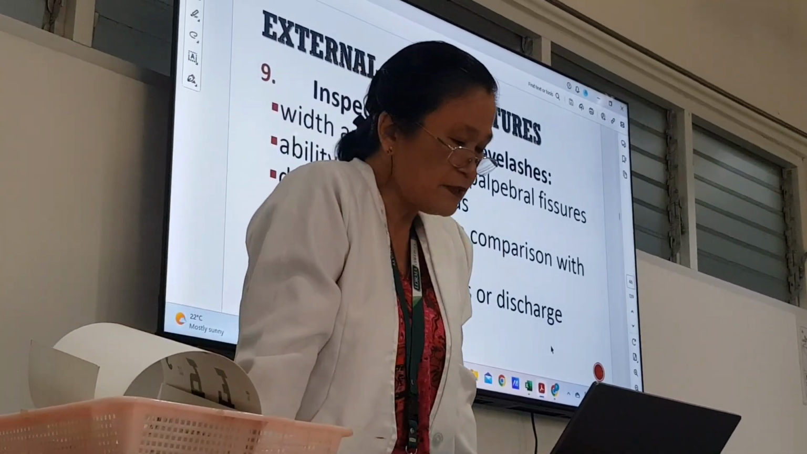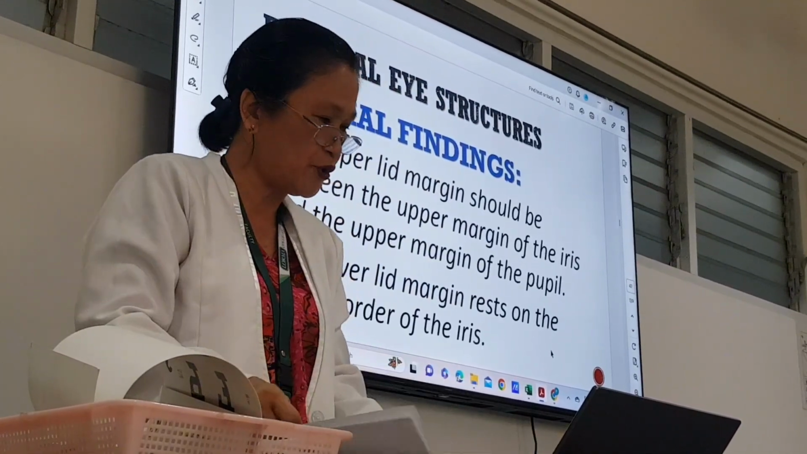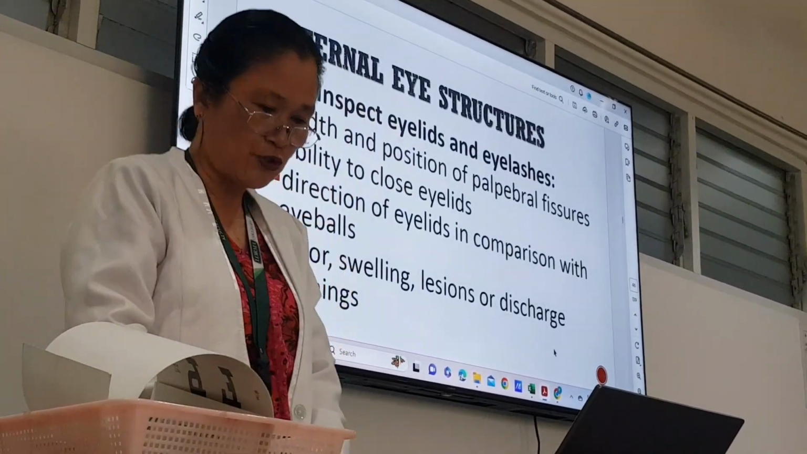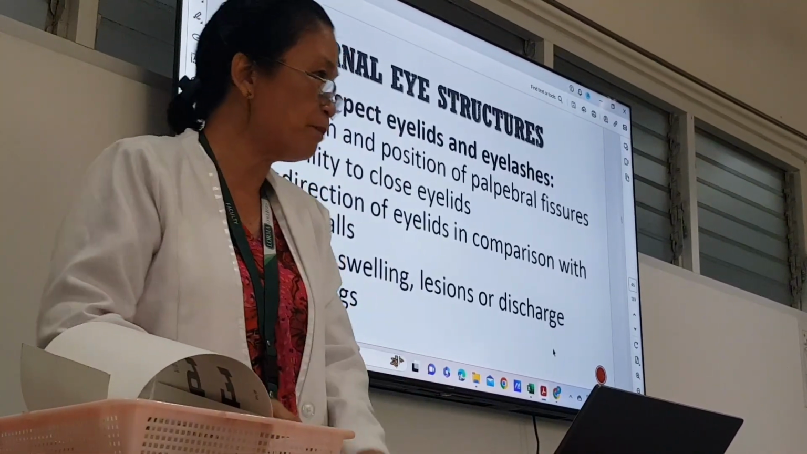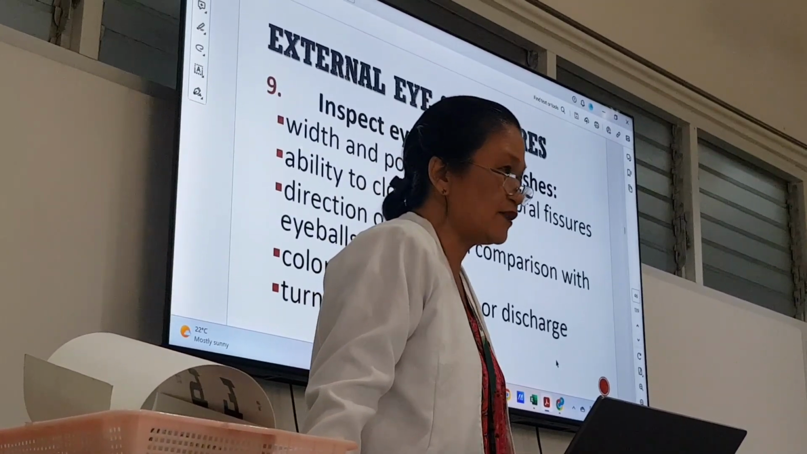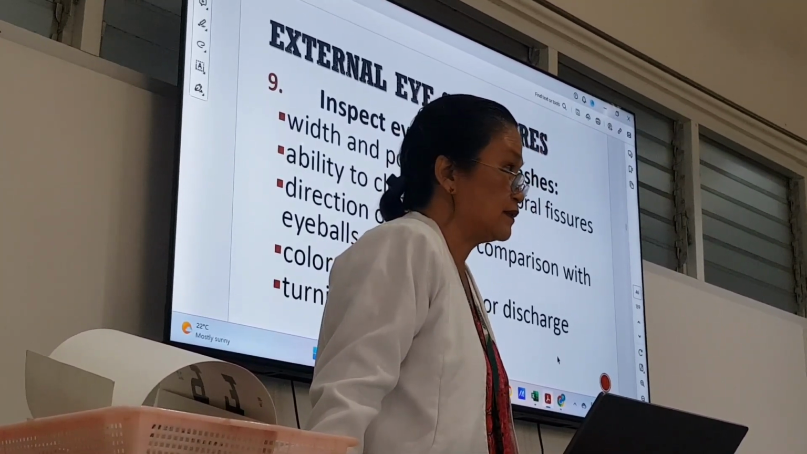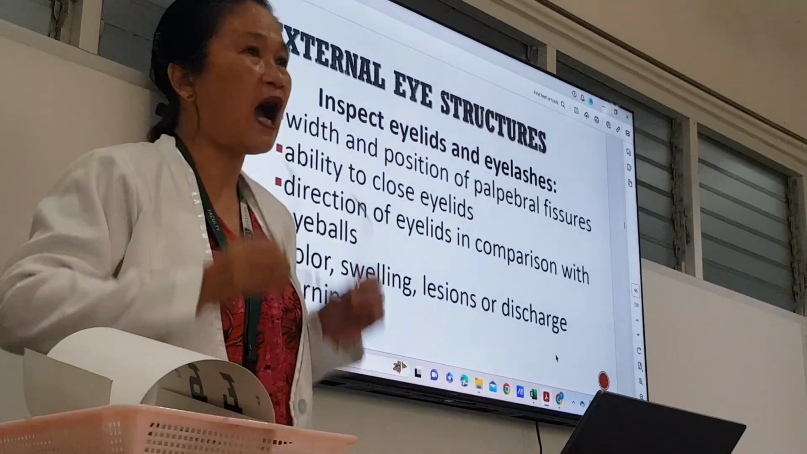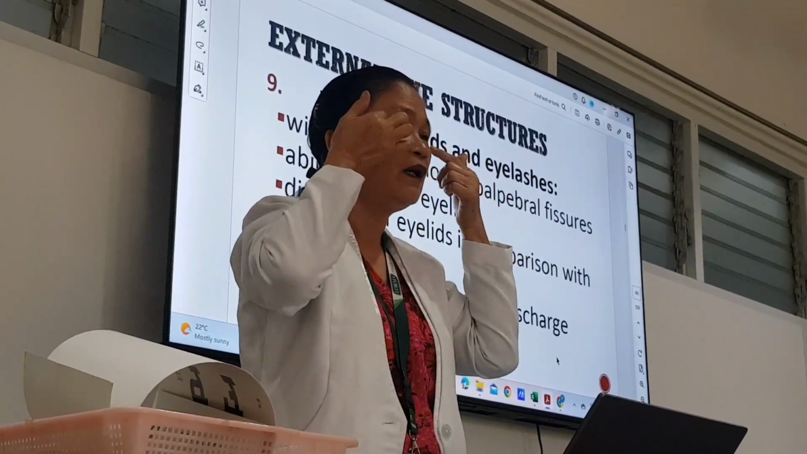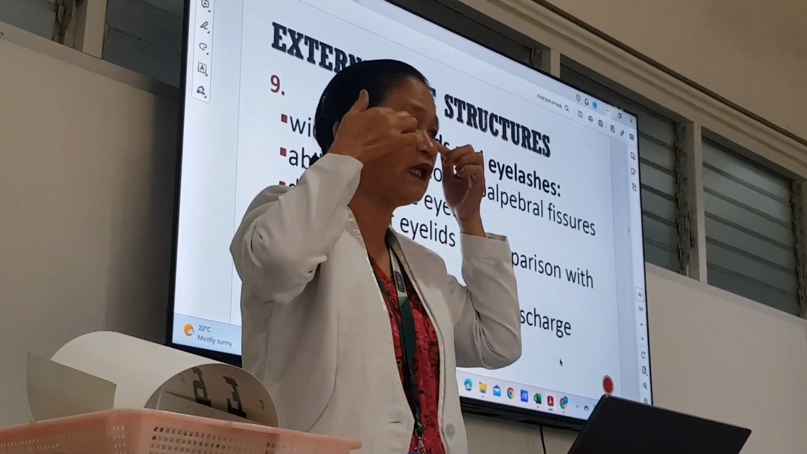Okay. Inspect eyelids and eyelashes. And then let's go now to width and position of palpebral fissures. So, asan yung palpebral fissures ninyo? Is that your palpebral fissures? Your palpebral fissures is kung gaano kalaki ng mata mo, kahaba. Dito, from the outer canthus to the inner canthus.